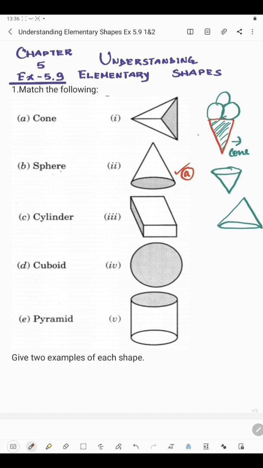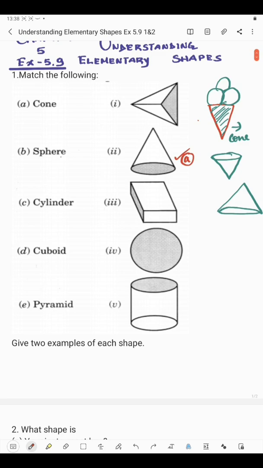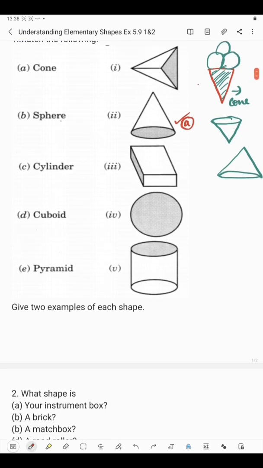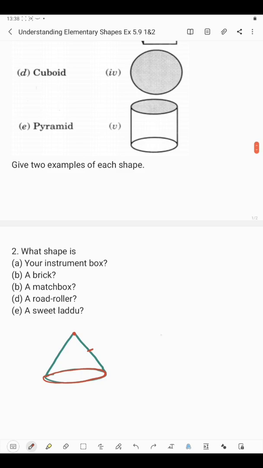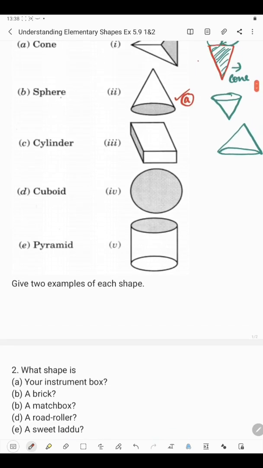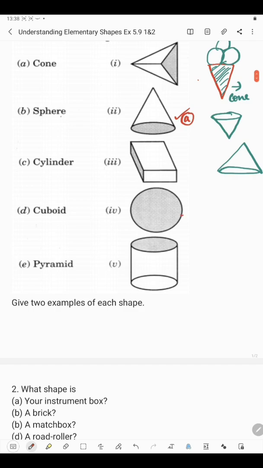Now coming to the B part. In B part we have sphere. A sphere is a three-dimensional solid figure which is round in shape. It looks like this. Can you give an example of a sphere? It can be a ball. A ball is round in shape, right? Then it can be a lemon. So these are all round in shape. So let us find where the sphere is given. It's here. So this is number B.